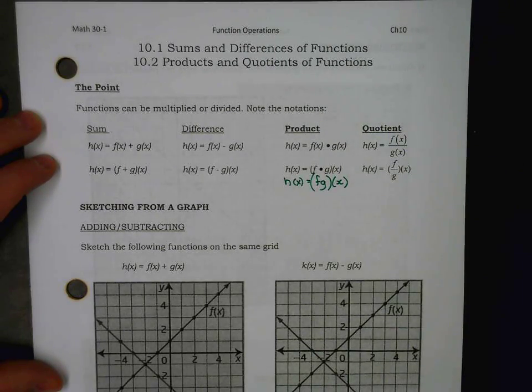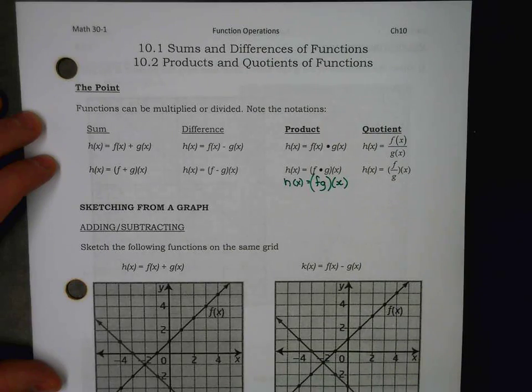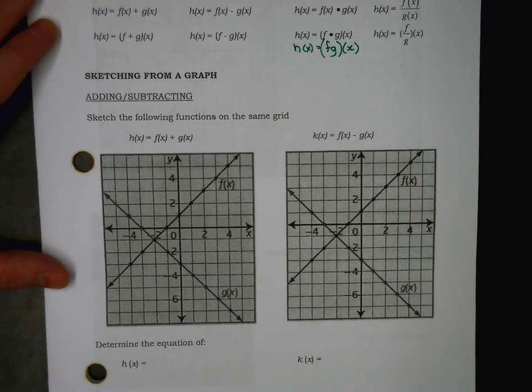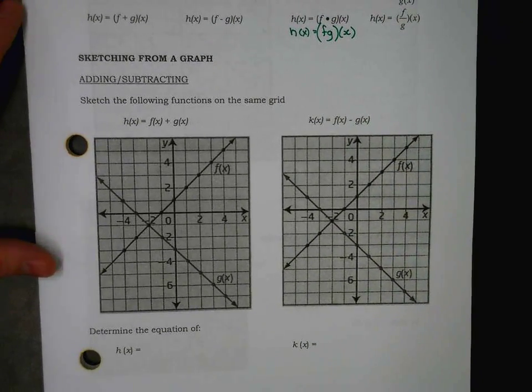And lastly, a quotient: f of x divided by g of x, or (f over g) of x. Now what we're going to explore today is the concept of these four operations in mainly one of two forms, either from a graph or from an equation. These are the two main ways that we represent functions in grade 12.